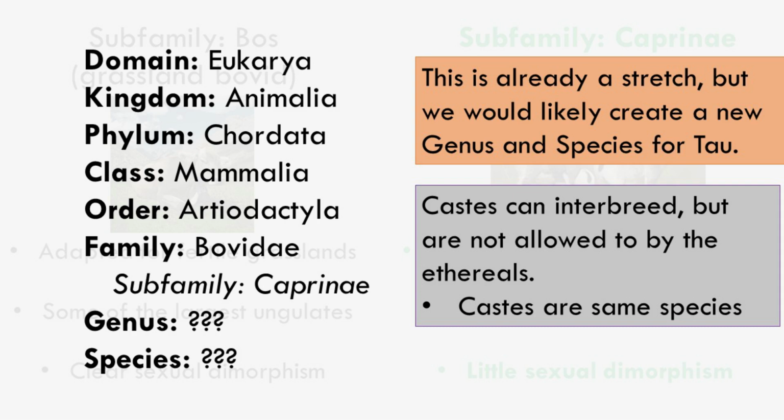There is a silver lining to this cloud of ambiguity at the end here, though, and that is that all castes can interbreed, biologically speaking. In the fluff, they can physically do it, but they're just not allowed to by the ethereals. So at least the four main castes are therefore biologically the same species, since they can interbreed and produce viable offspring. So that's good. That means that we don't have to create either subspecies for the different castes or suggest that the different castes are different species within the same genus or anything like that. So that's good. That's a little bit more simple. At least all tau are tau.